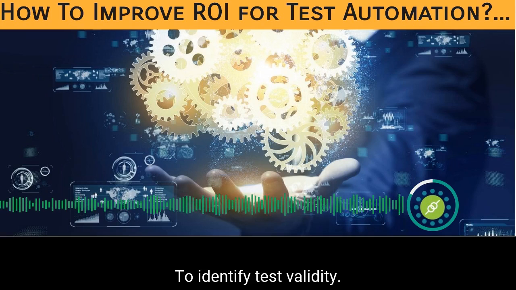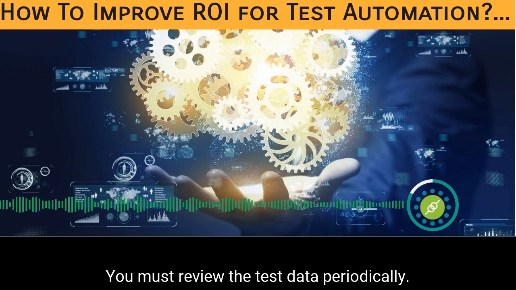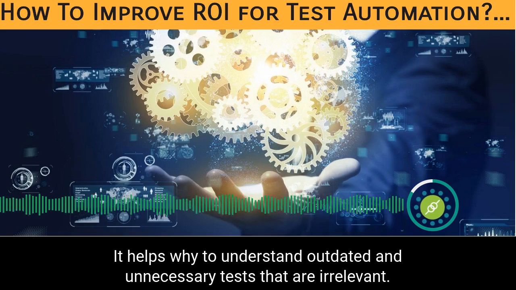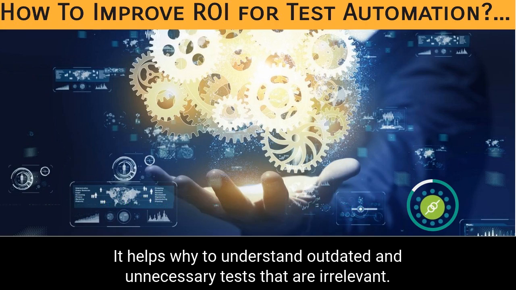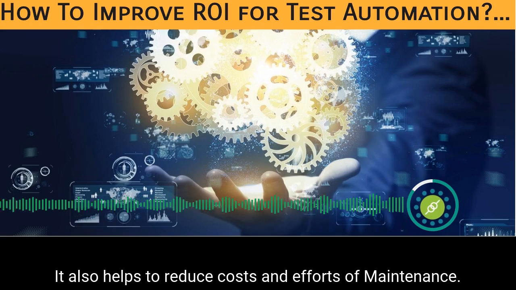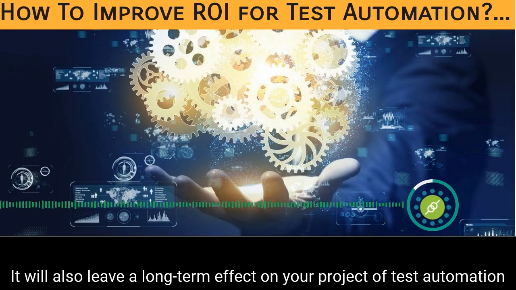10. Periodic test review. To identify test validity, you must review the test data periodically. It helps ROI by identifying outdated and unnecessary tests that are irrelevant. It also helps to reduce costs and efforts of maintenance. It will also leave a long-term effect on your test automation project.